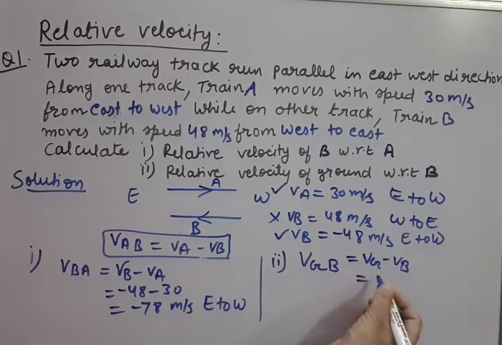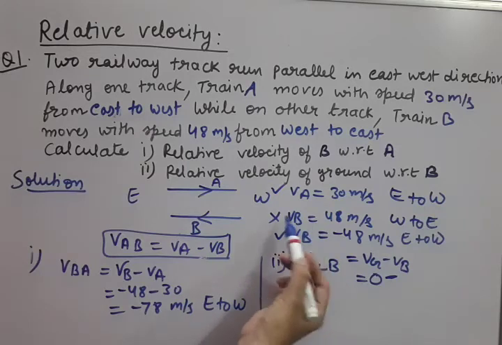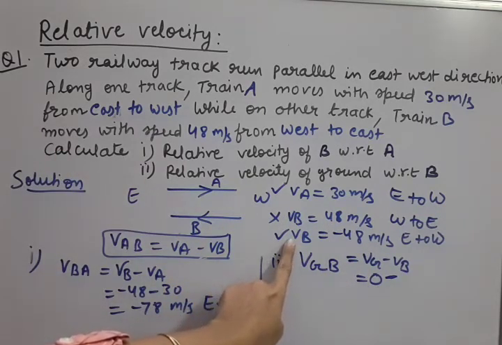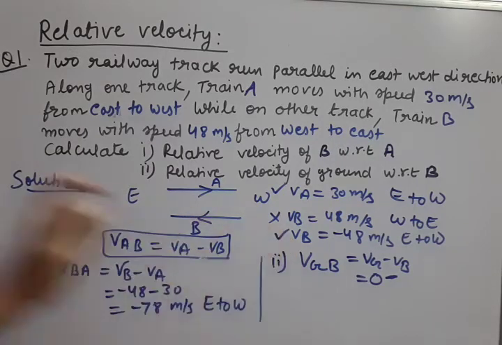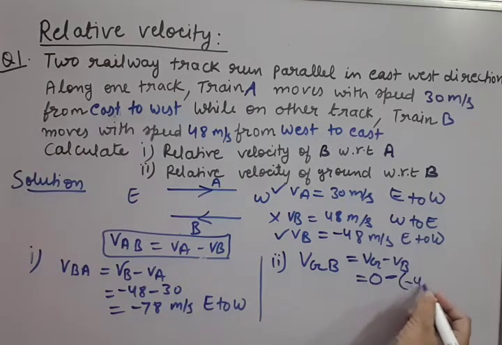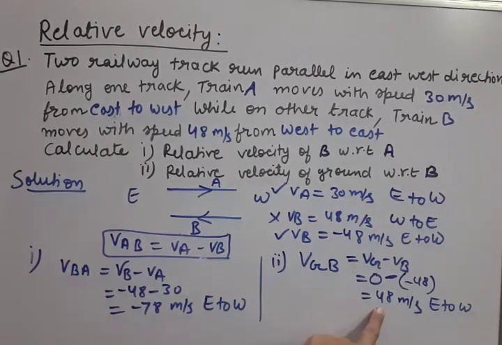What is the velocity of ground? 0. And what is the velocity of B? Velocity of B, now not this one, okay, which we have prepared, that only we have to use always. So we have prepared minus 48. So let us put its value here, minus minus plus 48 meter per second. So plus 48 meter per second from east to west direction. So this way we have solved question number 1.